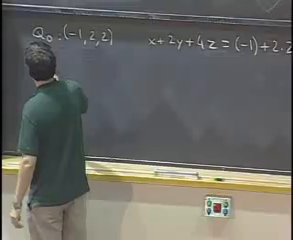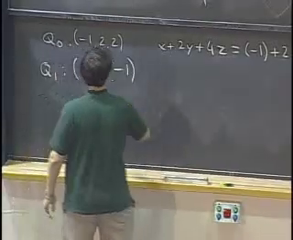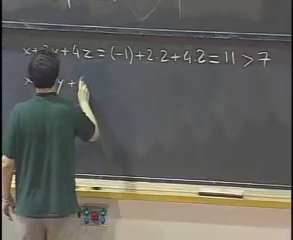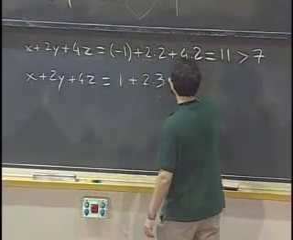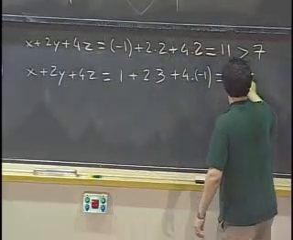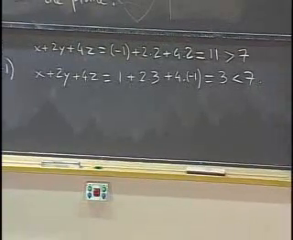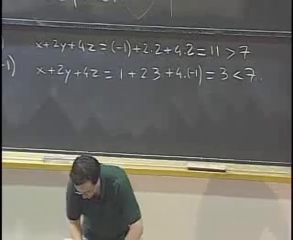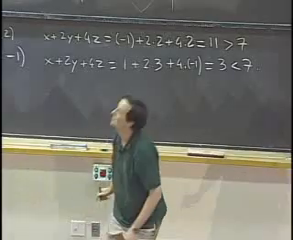Let's try again with Q1: (1, 3, -1). Well, if we plug that into x + 2y + 4z, we'll have 1 plus 2 times 3 makes 7, but we add 4 times -1. We end up with 3, less than 7. Well, that one is not in the plane either. So I don't think, actually, that the answer should be number 3. So let's get rid of answer number 3. OK.